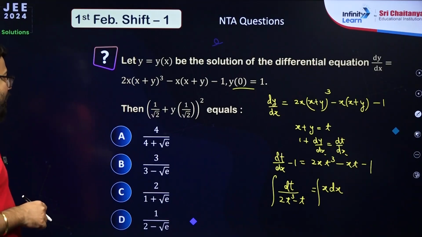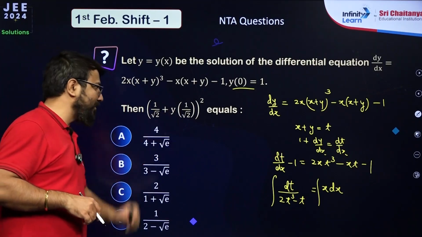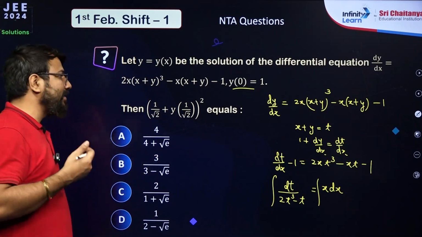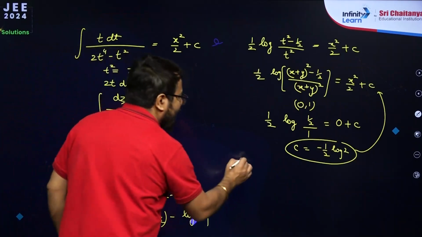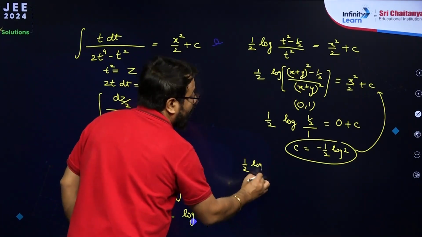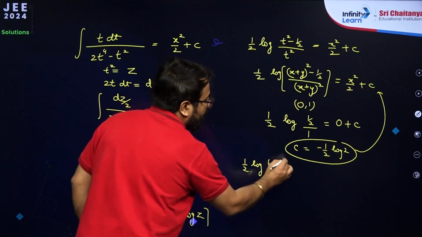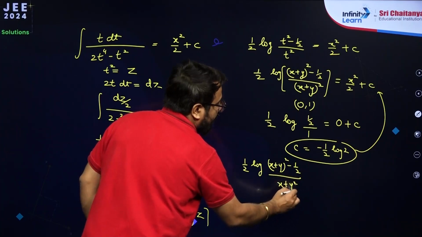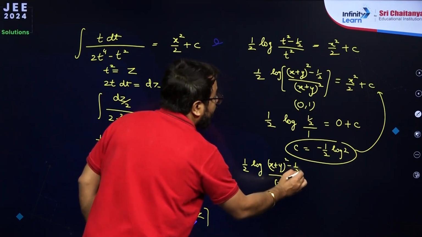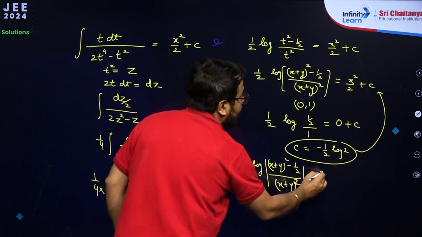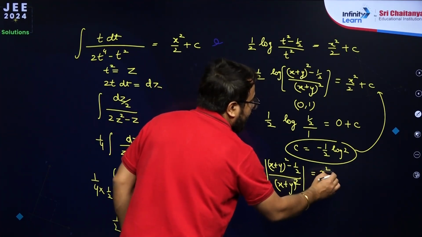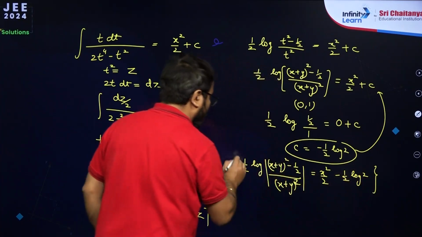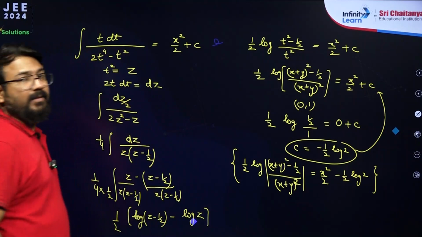Now what they have asked is to get the value of y at x equals 1 by root 2, then add 1 by root 2 to it and make the whole square of it. So I'm writing the final general solution: half log of (x plus y) whole square minus half, whole divided by (x plus y) whole square, and then here it is x square by 2 and then minus half log 2. I hope you are able to understand this.